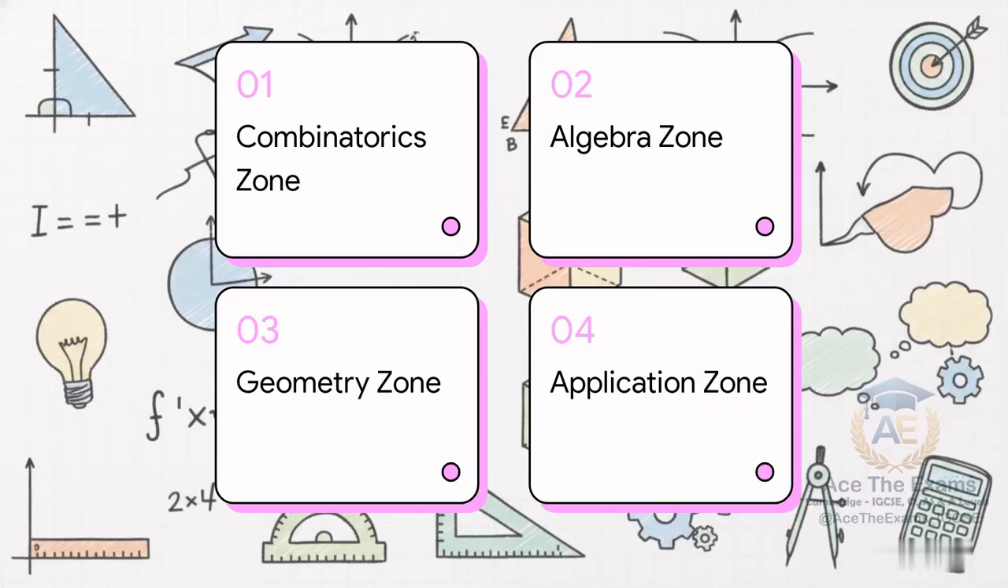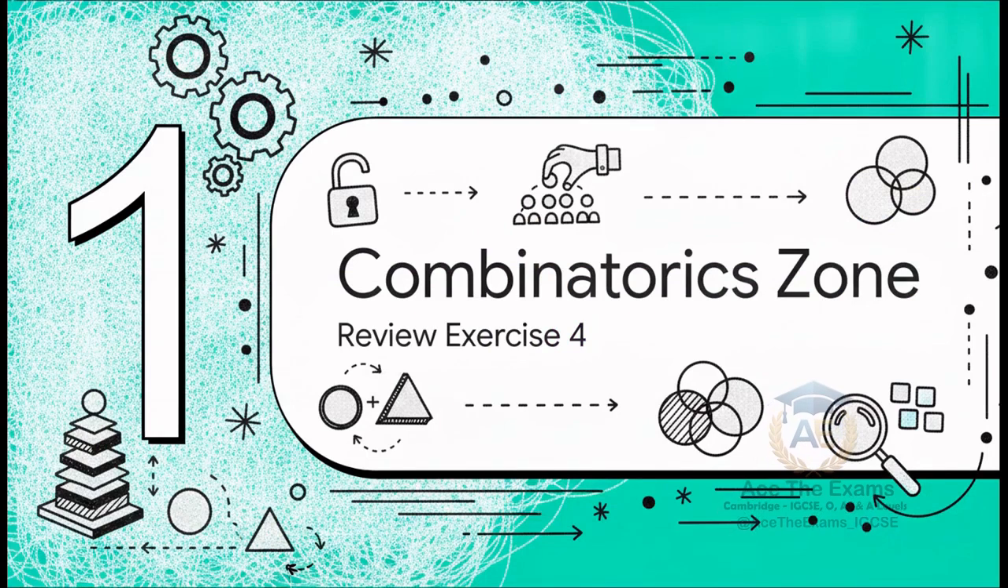All right, so here's our flight plan for today. We'll be tackling 4 distinct mathematical zones. First up, the combinatorics zone. Then we hit the algebra zone. After that, it's the geometry zone. And finally, we'll land in the application zone. Okay, let's dive right into this.